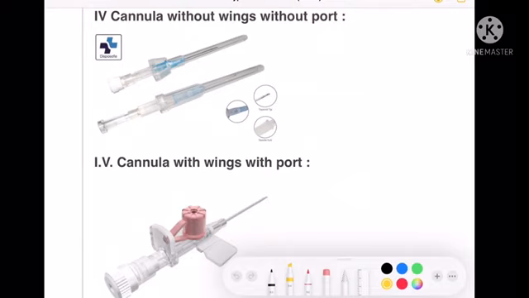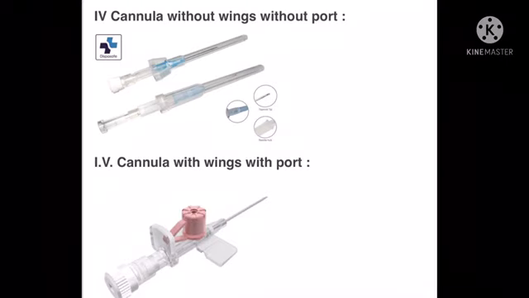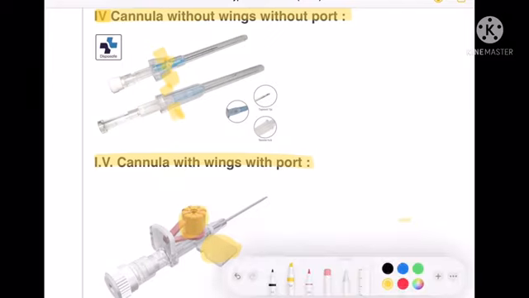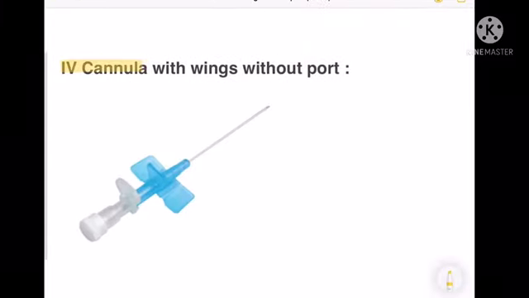Next, there are different types of cannulas, IV cannulas with wing or without wing. So they are IV cannula without wing. We can see there is no wing here. IV cannula with wing with port. We can see here is the wing, here is the port. Here is no port, no wing. The next one is the IV cannula with wings without port. So cannula with wing, but there is no port, so there is no injection port, so we cannot add additional drugs to this type of cannula.